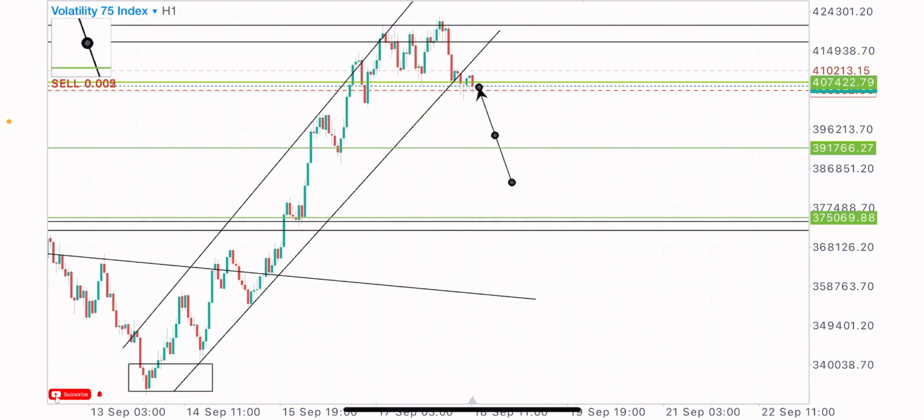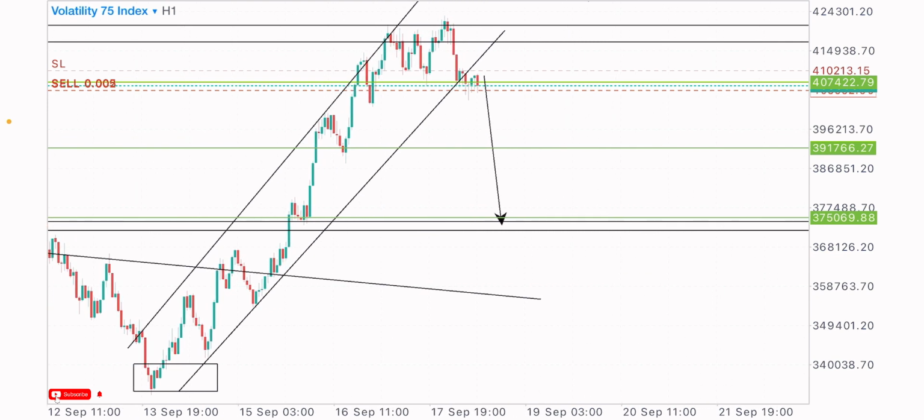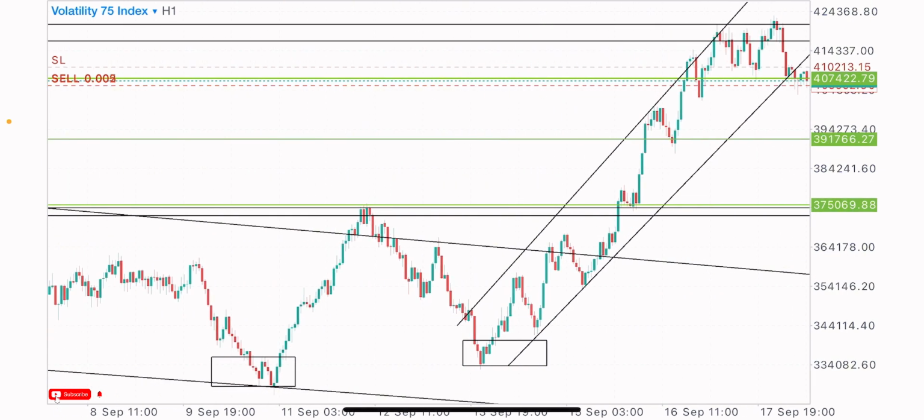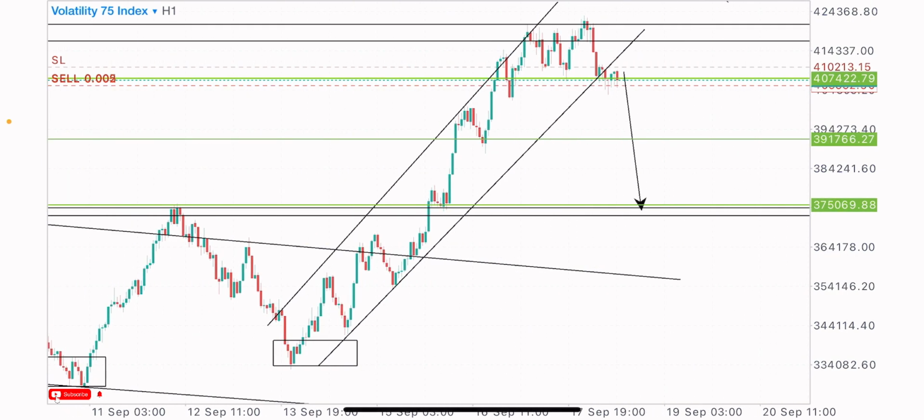So that's my outlook on this index. That's my market analysis. The sell is expected. I'll be having more entries by the end of this video, and I'll give you guys an update on how the trade played out. So that's it, guys. That's my market analysis. That's a top-down analysis on 75 index.